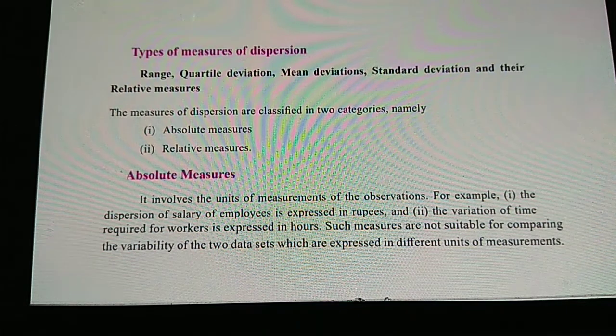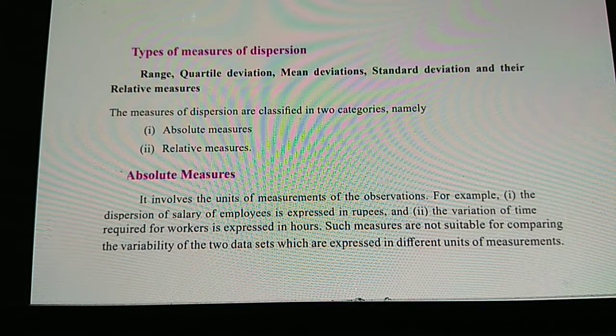Types of measures of dispersion: range, quartile deviation, mean deviation, standard deviation, and their relative measures. The measures of dispersion are classified in two categories, namely, the first one, absolute measures, and second one, relative measures.